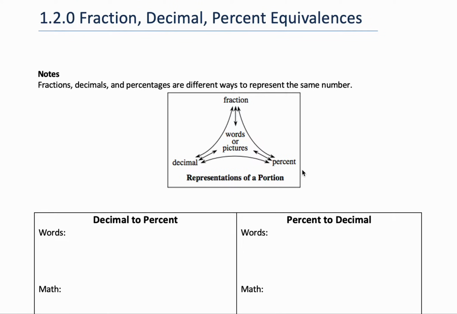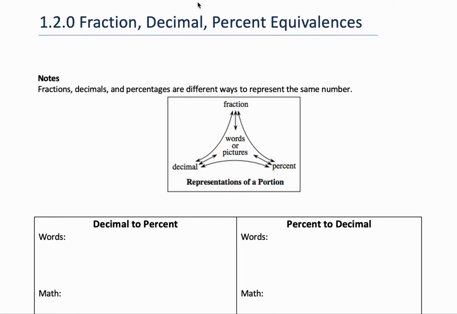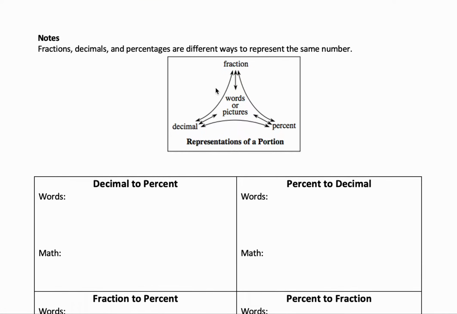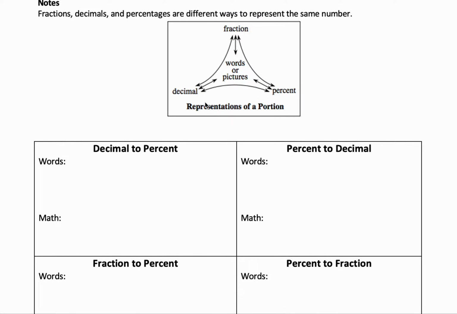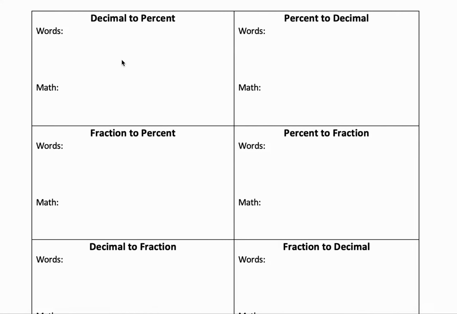Mr. Collier, and today we're going to do fractions, decimals, percents, equivalencies. So we're going to learn how to write equivalent forms of each one. Each number you can write as a fraction, a decimal, or a percent. So let's look at firstly how to change from a decimal to a percent.